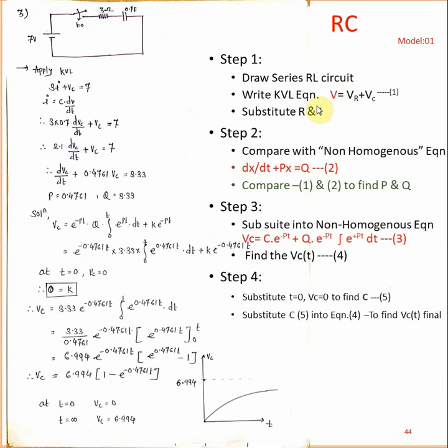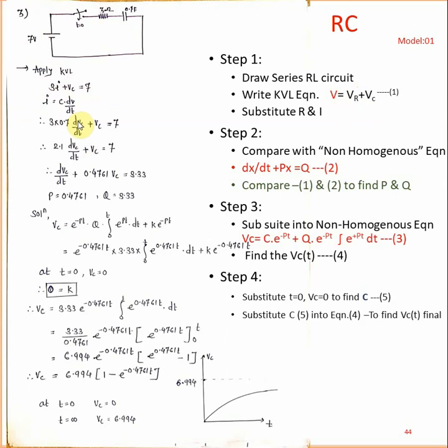Find out the KVL. Here V is equal to VR plus VC. What is VR? I into R. I value into R, VC I will keep as it is, and it is equal to 7 volt. Then the I value I will substitute. So for the flow of the current, what is it? I is equal to C dot dV by dt. Then substitute into the I place.